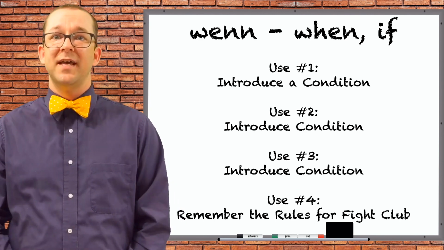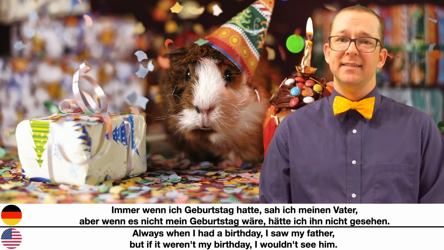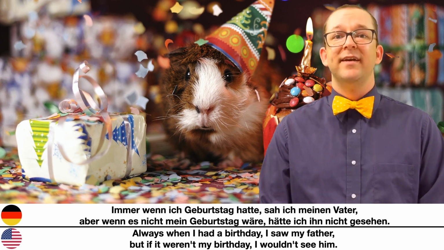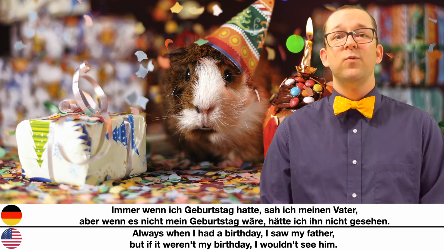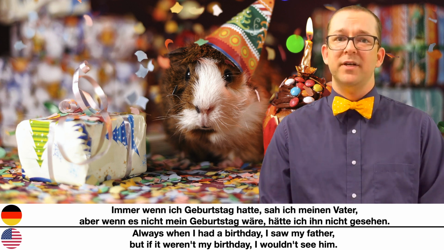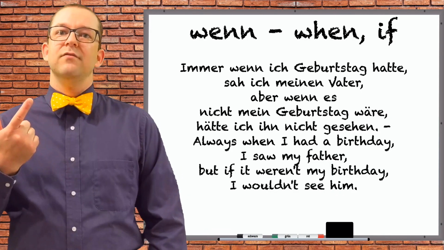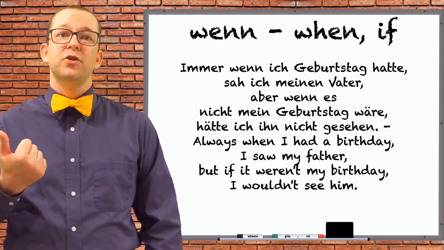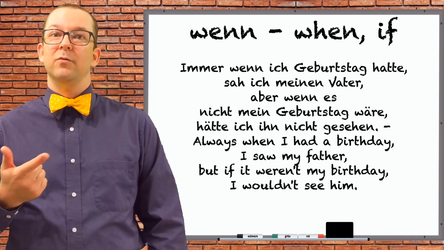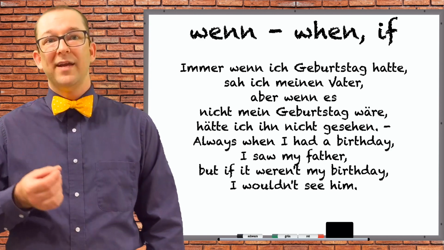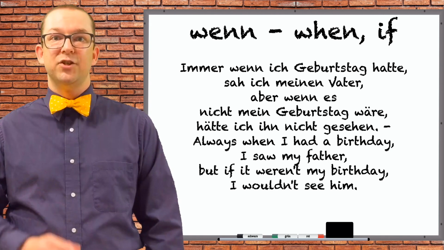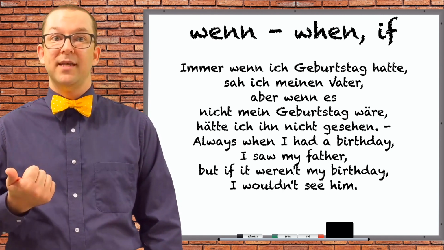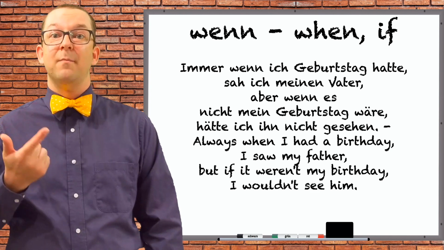Let's take a look at a few more examples and examine the true purpose of this conjunction. Immer wenn ich Geburtstag hatte, sah ich meinen Vater, aber wenn es nicht mein Geburtstag wäre, hätte ich ihn nicht gesehen. Always when I had a birthday, I saw my father, but if it weren't my birthday, I wouldn't see him. Here we have 2 different uses of this conjunction. Some would say that the first shows the temporal use and the second shows the conditional, meaning that it triggers the subjunctive mood. In reality, both simply introduce a condition. The first condition being that I had a birthday, and the second condition being that it were not my birthday.